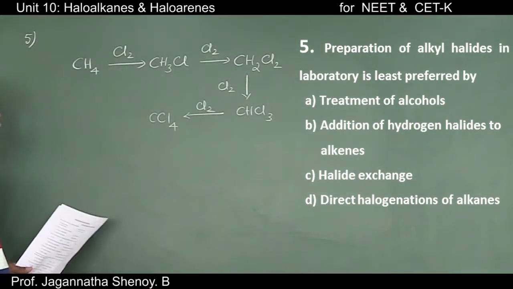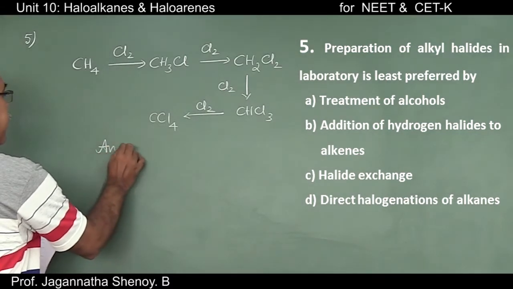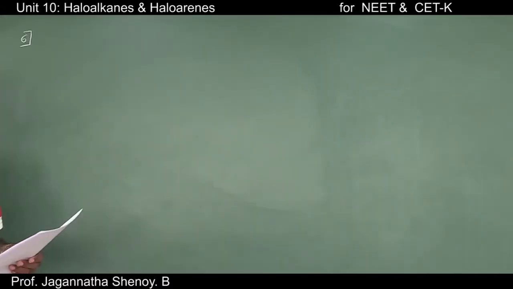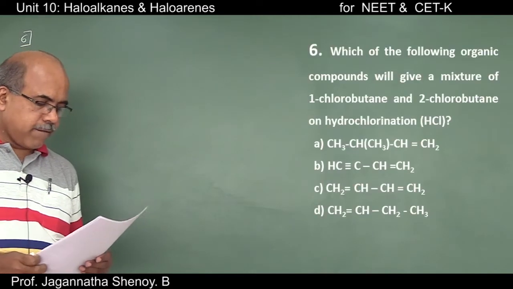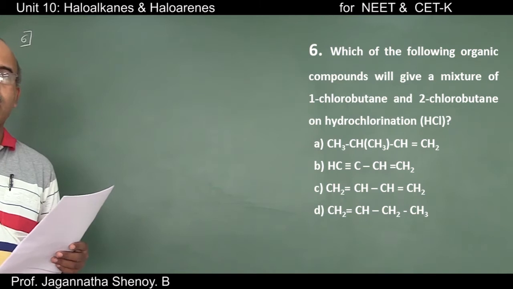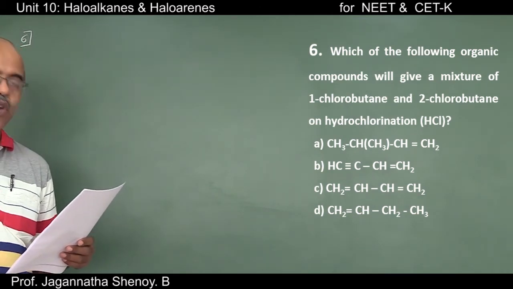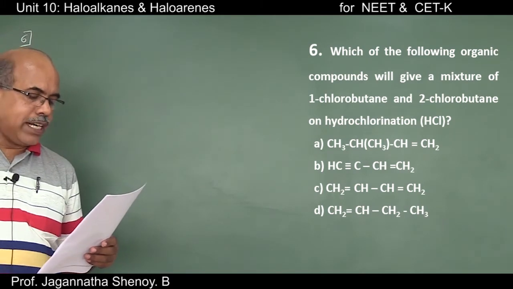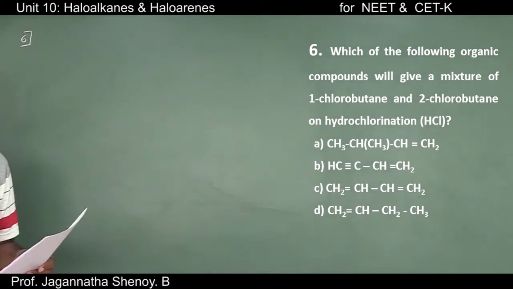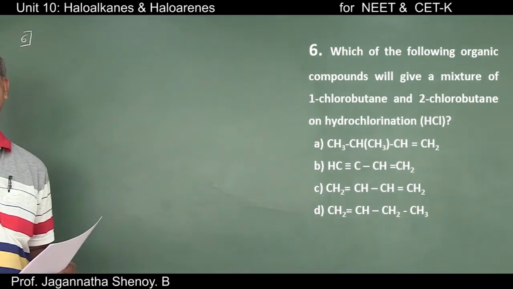So answer for question number 5 is option D. Let us go to question number 6. Which of the following organic compounds will give a mixture of 1-chlorobutane and 2-chlorobutane on hydrochlorination? What is hydrochlorination? Addition of HCl.